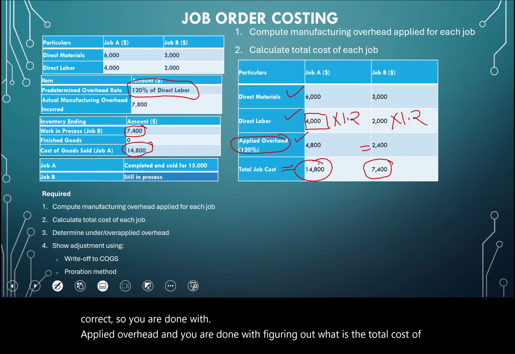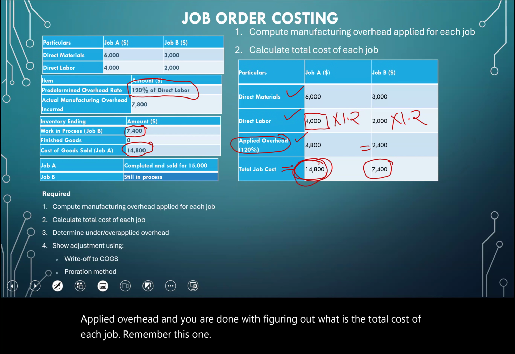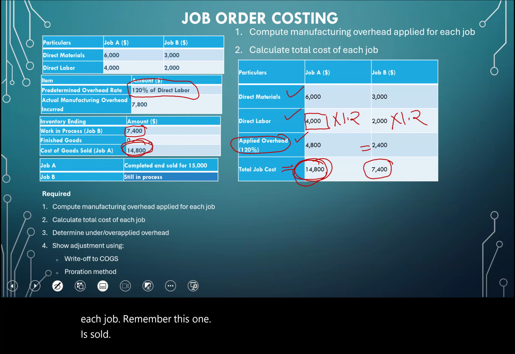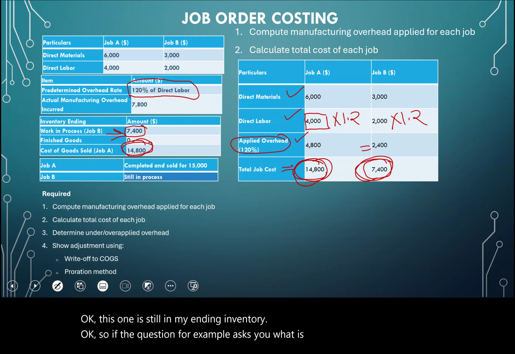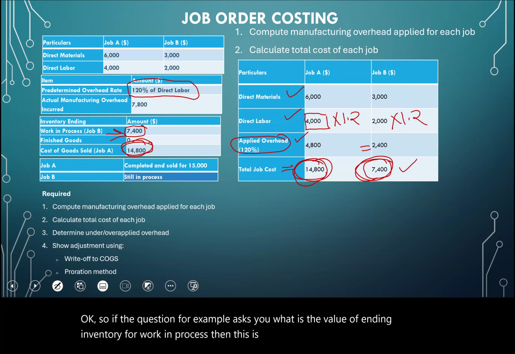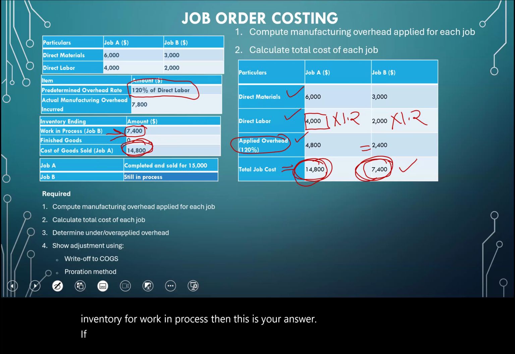Remember, this one is sold. This one is still in my ending inventory. So if the question, for example, asks you what is the value of ending inventory for work in process, then this is your answer. If the question asks you what is the value of cost of goods sold, then this is your answer. You get it? Okay, all right.